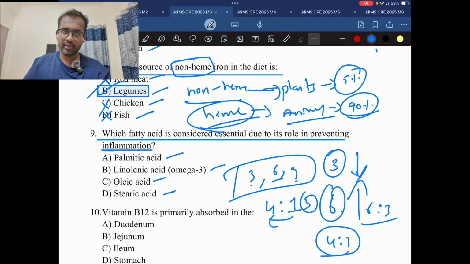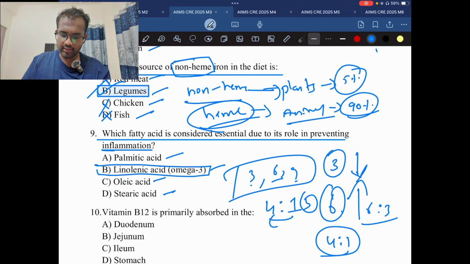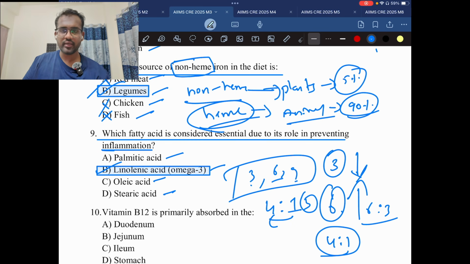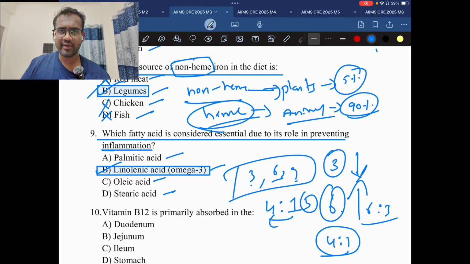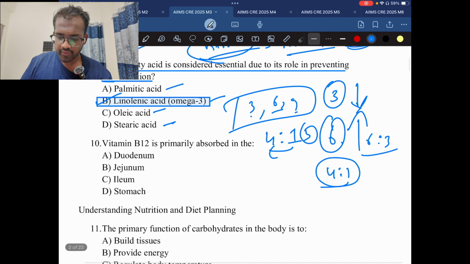I have mentioned it in detail in my marathon series. You can just go and watch it. It will be very easy. So here the answer will be B, linoleic acid; omega-3 helps in reducing the inflammation. It's a very easy answer. You can just go and watch part 1 of my series. I have very clearly explained what is omega-3, omega-6, omega-9 and how you need to identify them. It's very clear. You can just go through and see it once.